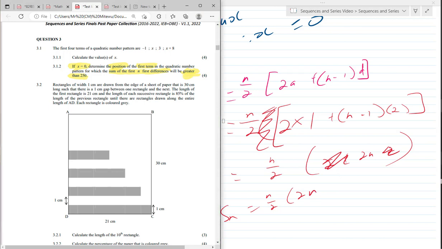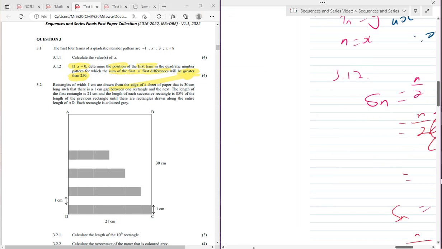Now I want to draw your attention to the keyword over here. The keyword specifically says greater than 250. Greater than 250. That's the keyword to bear in mind there. So I don't want it to be equal to 250. I need it to be greater than 250. So in other words, we can agree that this is Sn, right? Sn is equal to this. That means this is equal to Sn, right?